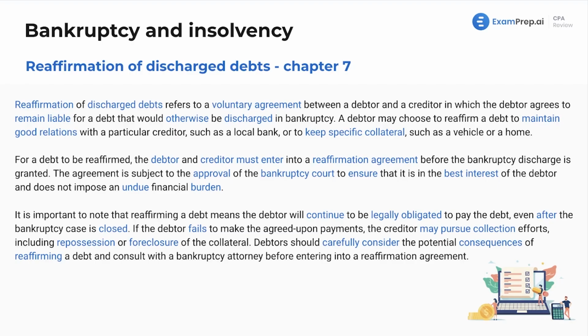All right, reaffirmation of discharged debts. What is that? Let's talk about it. Let's run through. Reaffirmation of discharged debts refers to a voluntary agreement between a debtor and a creditor in which the debtor agrees to remain liable for the debt that would otherwise be discharged in bankruptcy. You're thinking, this is crazy talk. You're a crazy person. You're getting a discharge. Why would you still want to pay that? Well, there are reasons for that.